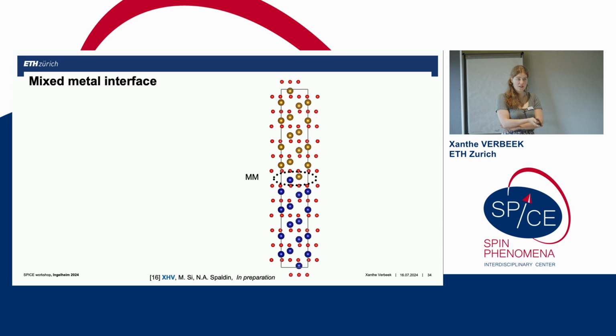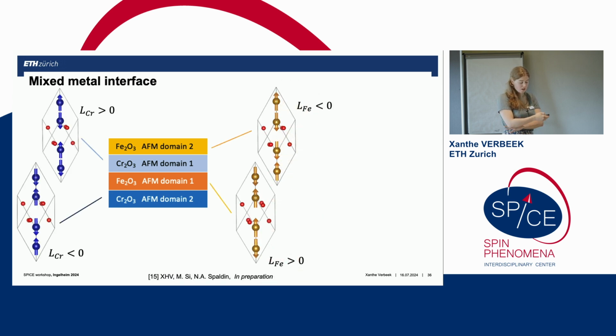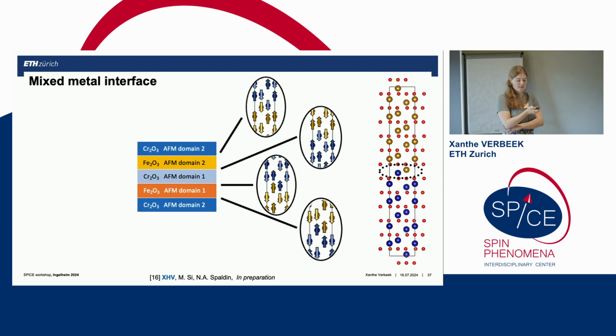For the mixed metal interface, we find a very different magnetic ground state instead. Here, our magnetic unit cell doubles, and we have a ground state that is a combination of both domains of both compounds in this sort of switching pattern, combining the domains with opposite Néel vectors. And we can understand this from looking at the local interface environment.